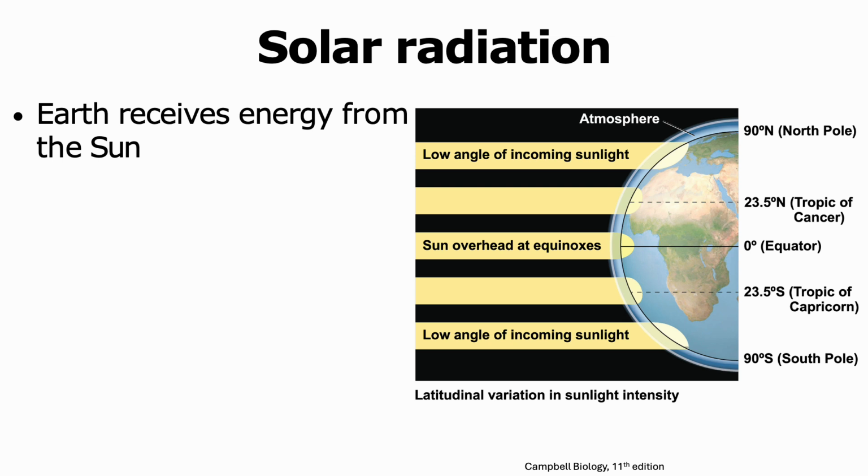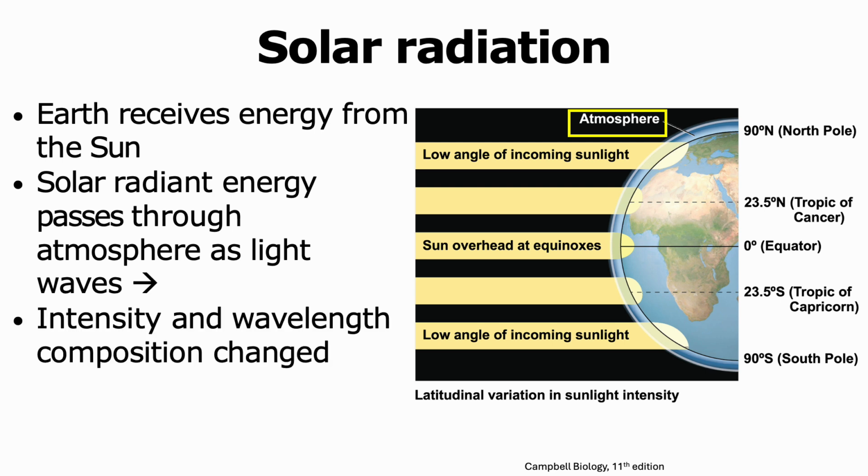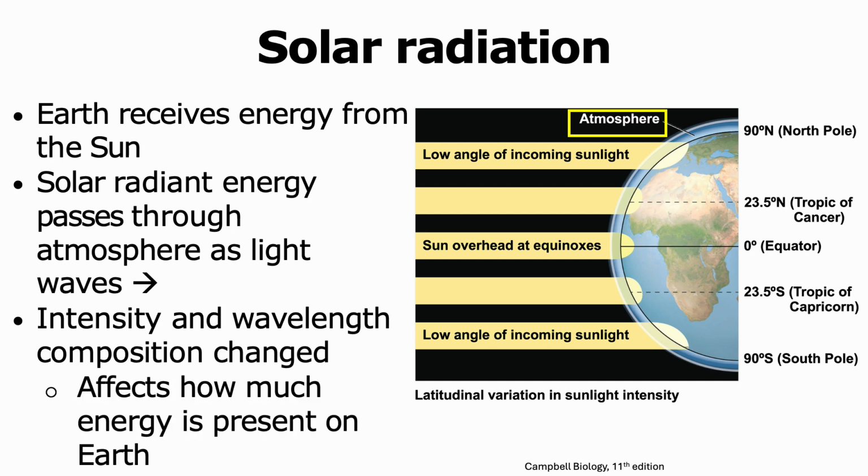Solar radiation has a huge impact on climate. The Earth receives most of its energy from the sun. This solar radiant energy passes through the Earth's atmosphere in the form of light waves. The intensity and wavelength of these light waves can change as they pass through the atmosphere and hence affect how much energy is actually present on Earth.